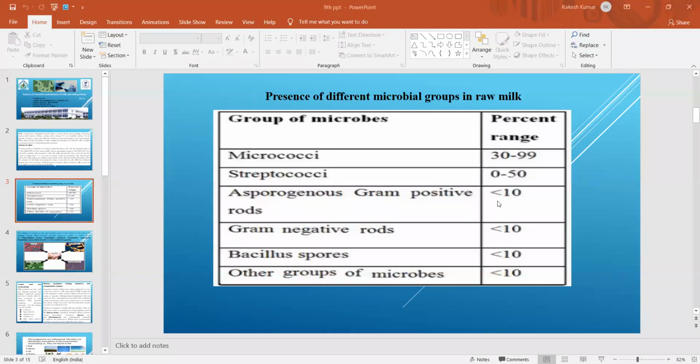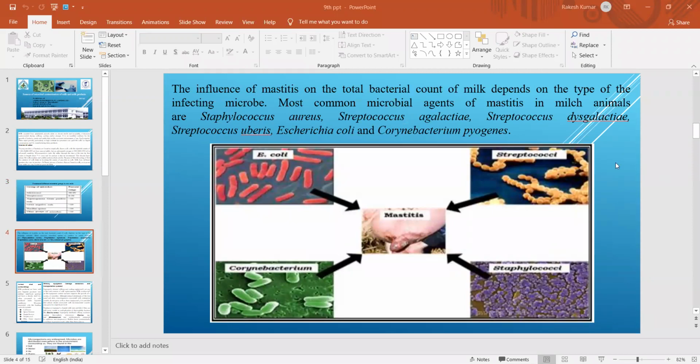Depending upon the conditions you are maintaining at your farm, what type of personnel hygiene you are maintaining, what is the surface cleanliness, then the human handlers, the utensils you are using for milking purposes, all are responsible for these microbial compositions. Sometimes your animal is suffering from mastitis. So what are the different types of microorganisms generally found in that?